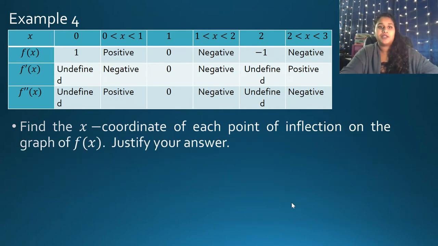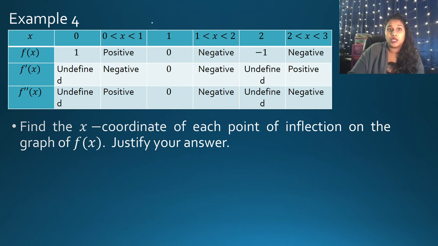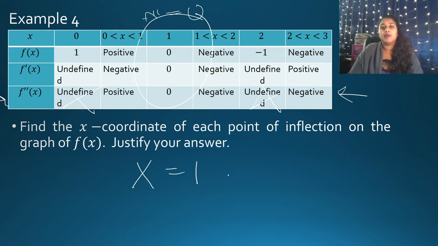What's my next question? Now we need to find points of inflection. So again, points of inflection would occur where f double prime equals zero. So here's my f double prime in my third row. And right here, it's undefined. So that can't be it. It's zero and it's undefined. So the only point of inflection occurs at one. So x equals one would be my point of inflection because this is where f double prime equals zero.